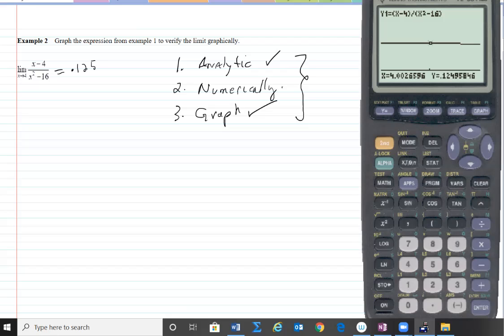0.1249. So if you round to 3 decimal places, you're definitely at 0.125. If you round this one to 3 decimal places, 0.125. No question at all. Very close. So that isn't a proof, but we'd be satisfied with the logic and the reasoning of our choice, 0.125.